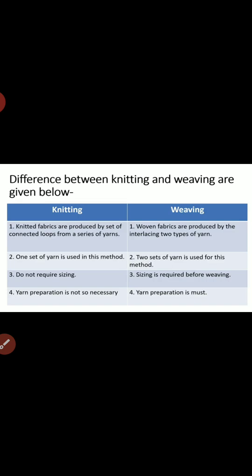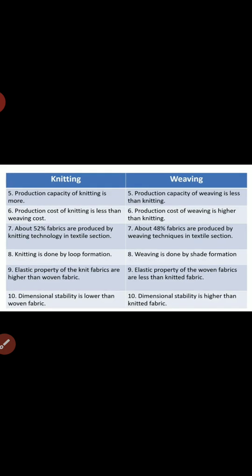Knitting does not require sizing, but sizing is required before weaving. So yarn preparation is not necessary in knitting, but in weaving the yarn preparation is very necessary. The production capacity of knitting is more, while the production capacity of weaving is less than knitting. The production cost of knitting is less than weaving, while the production cost of weaving is higher than knitting. We incur a lot of production cost while weaving.